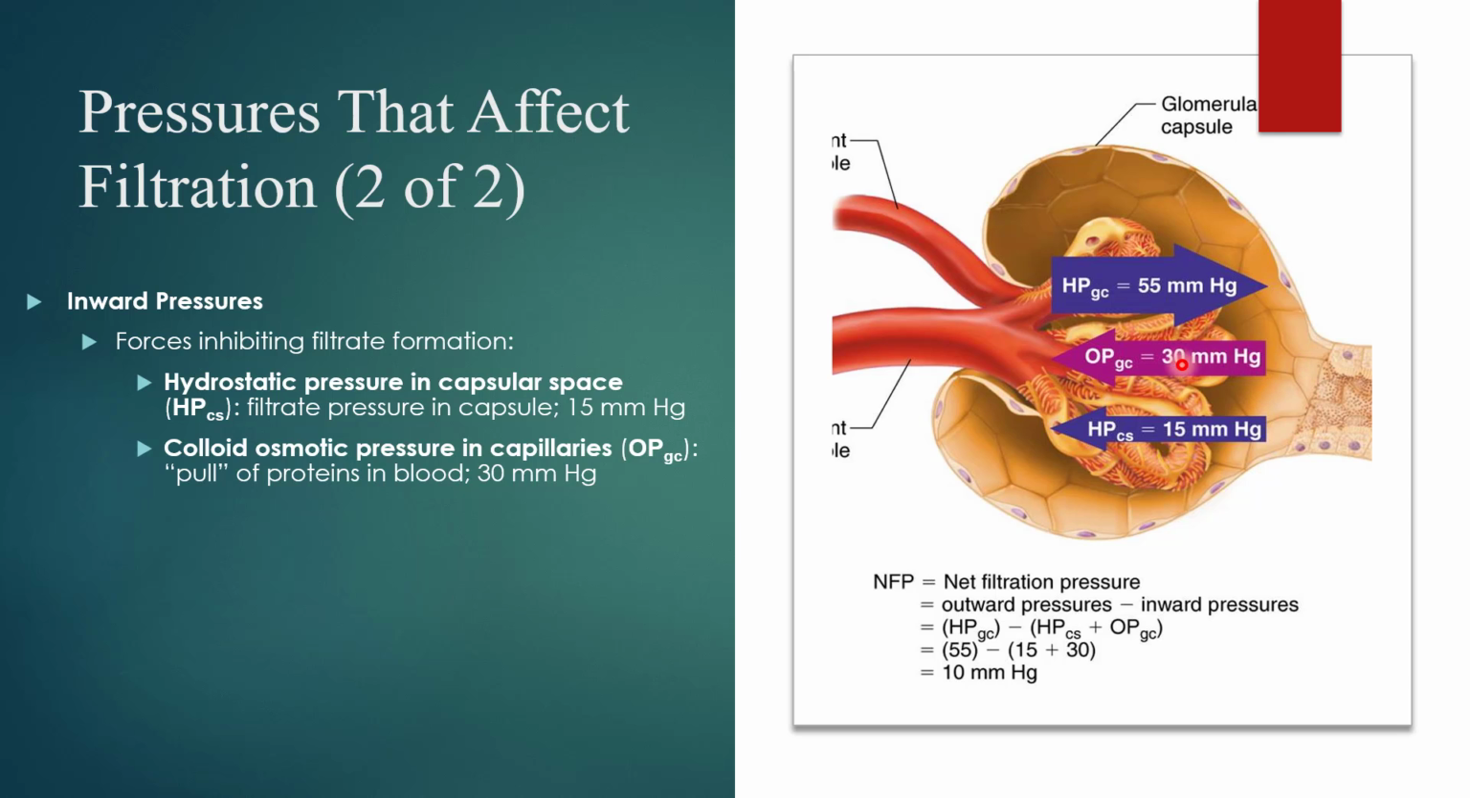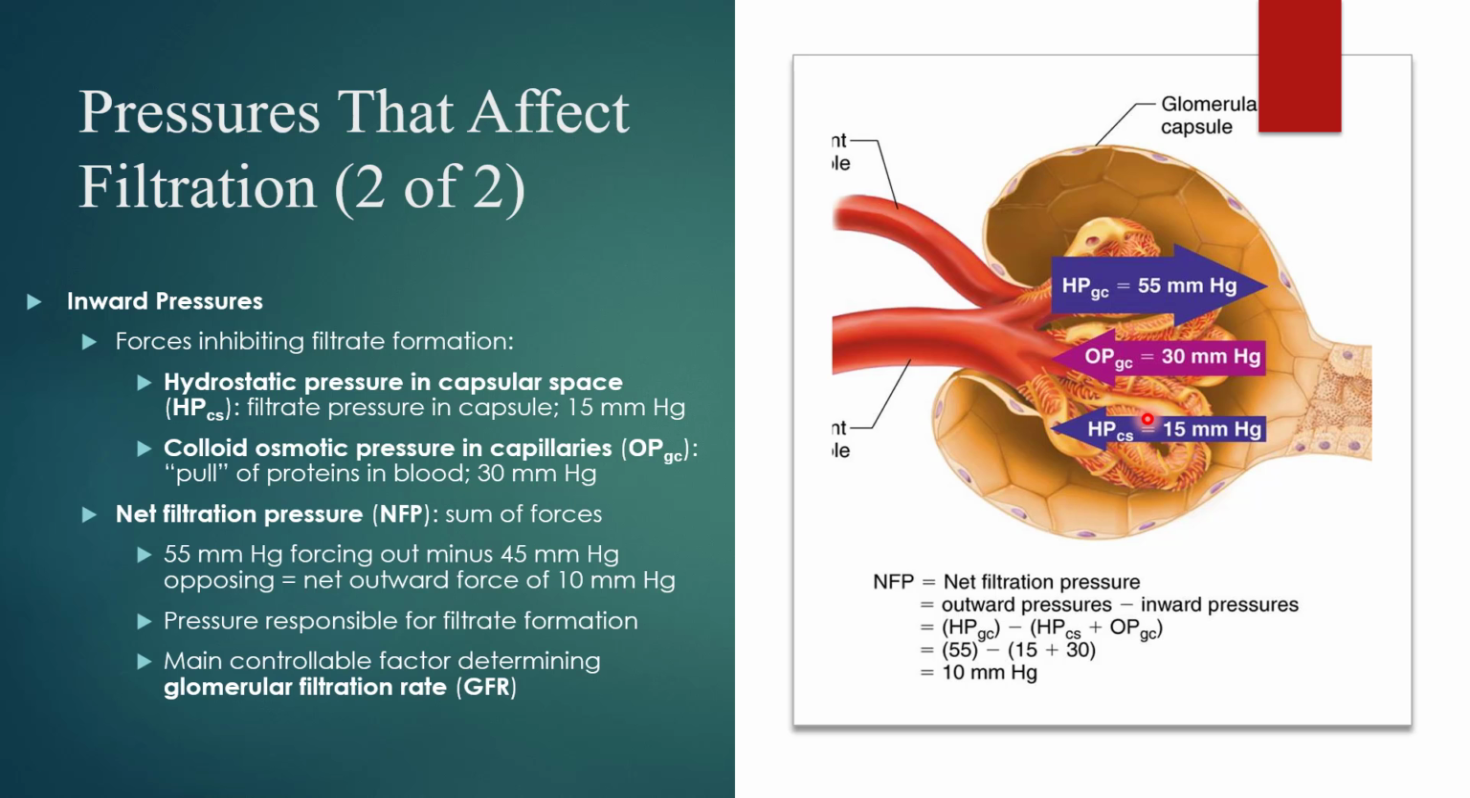Then you also have the colloid osmotic pressure. The colloid osmotic pressure is the pressure inside the blood, the proteins in the blood that pull the water in and keep the plasma in there. It is just like it has a suction effect, okay? So it prevents the blood from getting into the capsular space. So between these two, if you're going to take a look at the net filtration pressure, it's around here in this area.